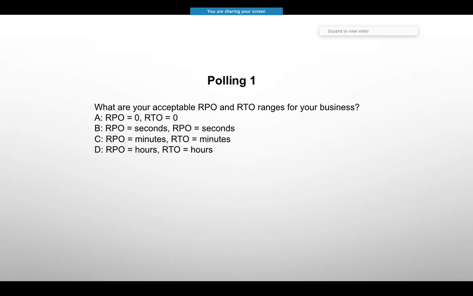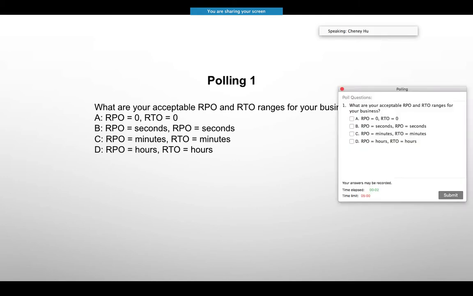So polling question 1 is right here, and I'd like to take 30 seconds for you to fill out this polling question, and after that we will move on. This question is around the RPO and RTO requirements for your business. What level of RPO and RTO will you require for your current business? Just select one and we will continue. This kind of information will also provide some insight for us when we develop our future disaster recovery enhancements.